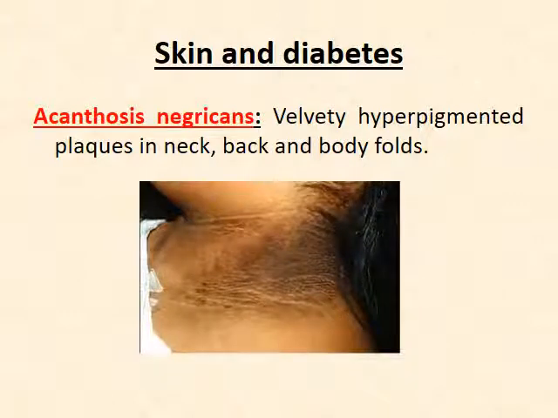Skin and diabetes. Acanthosis nigricans, which is brown velvety hyperpigmented flakes in the neck, in the back, in the axilla, like this photo.